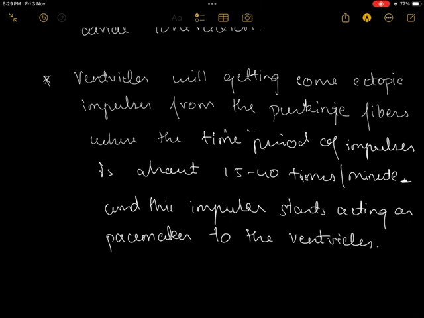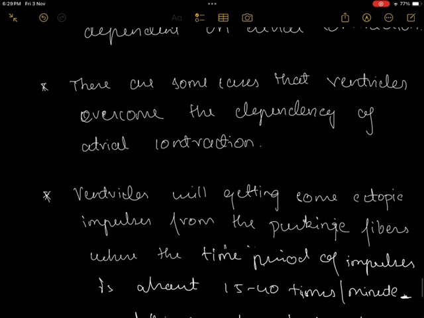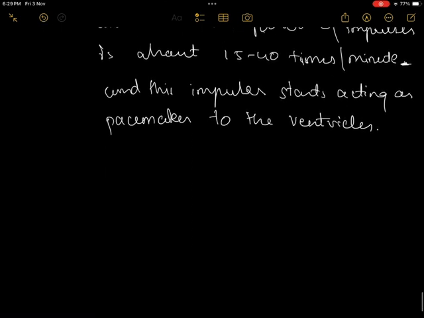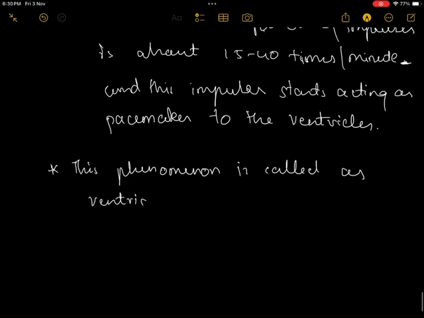So I think you got this point. This phenomenon where the ventricles overcome the dependency of atrial contraction is called ventricular escape.